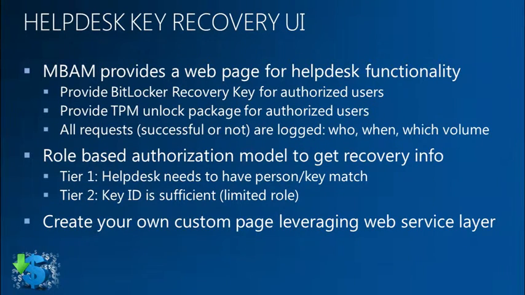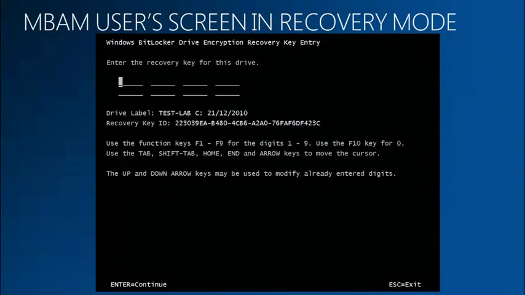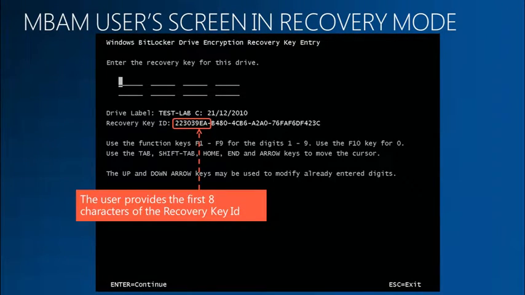And we talked about this early on, about the Tier 1 and Tier 2, depending on which of those local groups you put them in. You can control and require what they can actually access. Now, what this looks like for a user is if they can't get into their machine, they go into what we call recovery mode. And this is what the screen looks like when you're in recovery mode. It comes up and shows you a recovery key that you type in, and that is a very long number, and nobody likes to type that in. So we've actually limited it based on the first 8 characters.